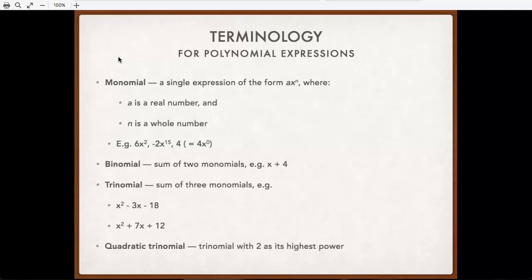Now the trinomials that we'll be dealing with in this lesson are quadratic trinomials. These are trinomials where the highest power of any of the variables is 2. So both of those examples up there are quadratic trinomials because x squared is the highest power that we have on any of those variables.